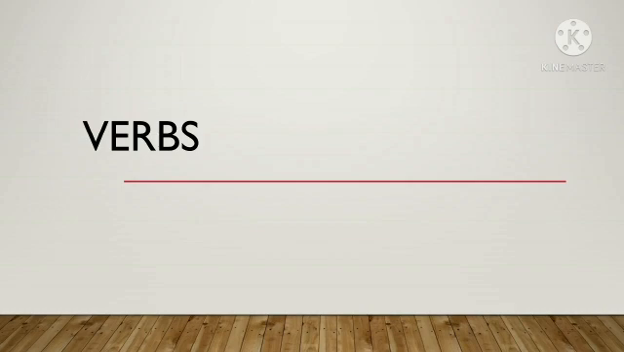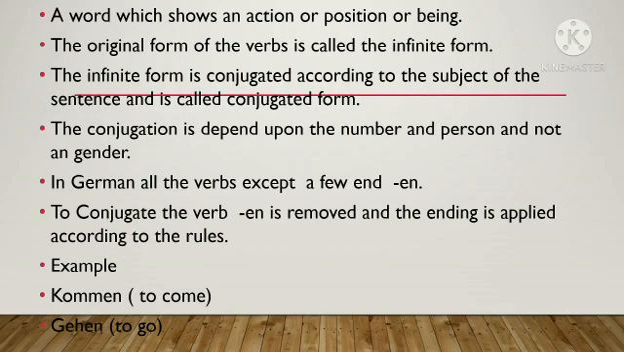So, if we discuss the verbs, there are verbs which we use with different subjects. For example, what is a verb? A verb is a word which shows an action or position or being. The original form of the verb is called the infinitive form. For example, kommen, gehen, lesen, hören. These are the infinitive forms of the verb.